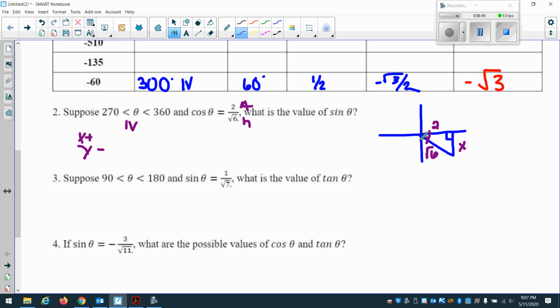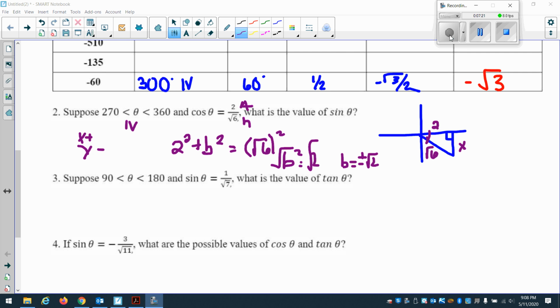Now ask yourself, since this is quadrant 4, we have to decide the sign of sine once we get to that point. But before that, we need to figure out this side length, which we do using the Pythagorean theorem. So 2 squared plus b squared equals root 6 squared. When you use the Pythagorean theorem, you end up with b squared equals 2. You take the square root of both sides, and you get b equals plus or minus root 2.